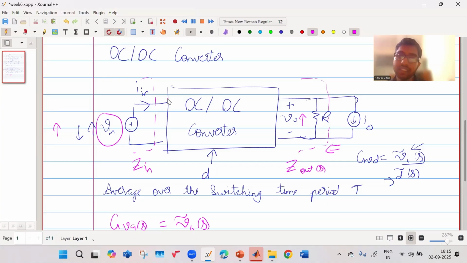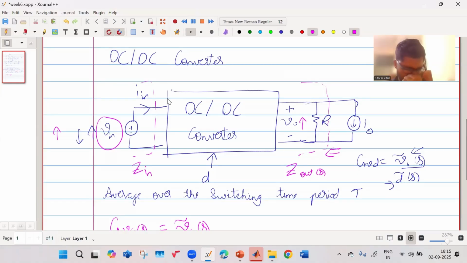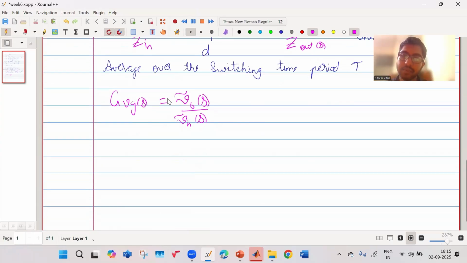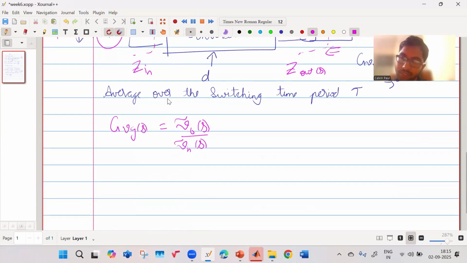Any queries till this point? No, sir. Okay. So these are the various impedances and transfer functions which are there for your DC-DC converters.